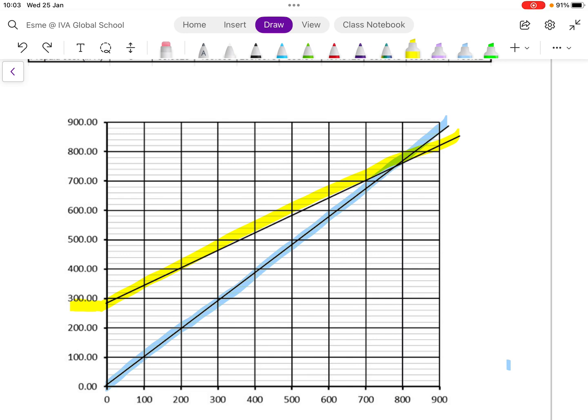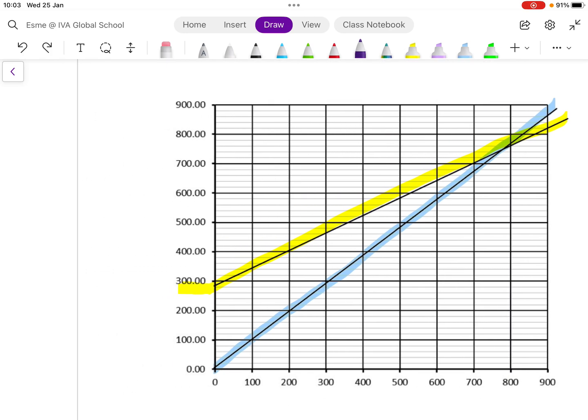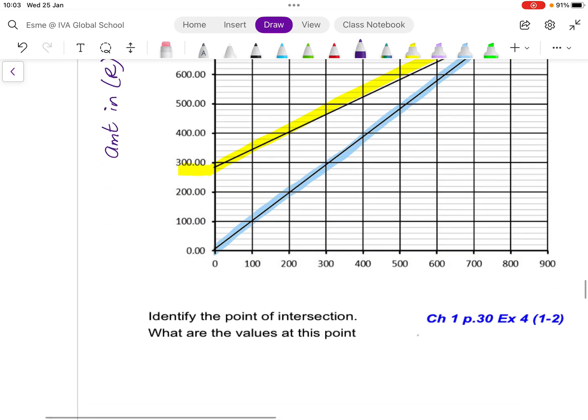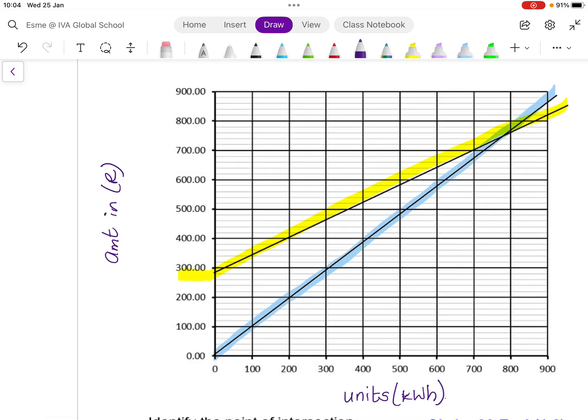distance apart, and you can see I've gone up in hundreds to 900 at the bottom. So in other words, I would have to fill in my labels. So this is amount in rands. This is units, and that's in kilowatt hours. Okay, and we have to identify the point of intersection and label it. So this is my, let me just rub these lines out. So this is my point of intersection, and I'm going to label it with an A.